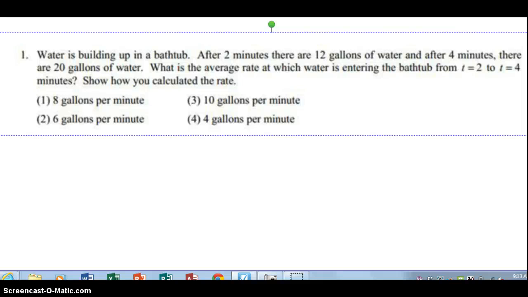Okay, Mr. Espel here with my good friends from first period math class. We're going to get started on Classwork 4-6. Everyone's going to help me out here.